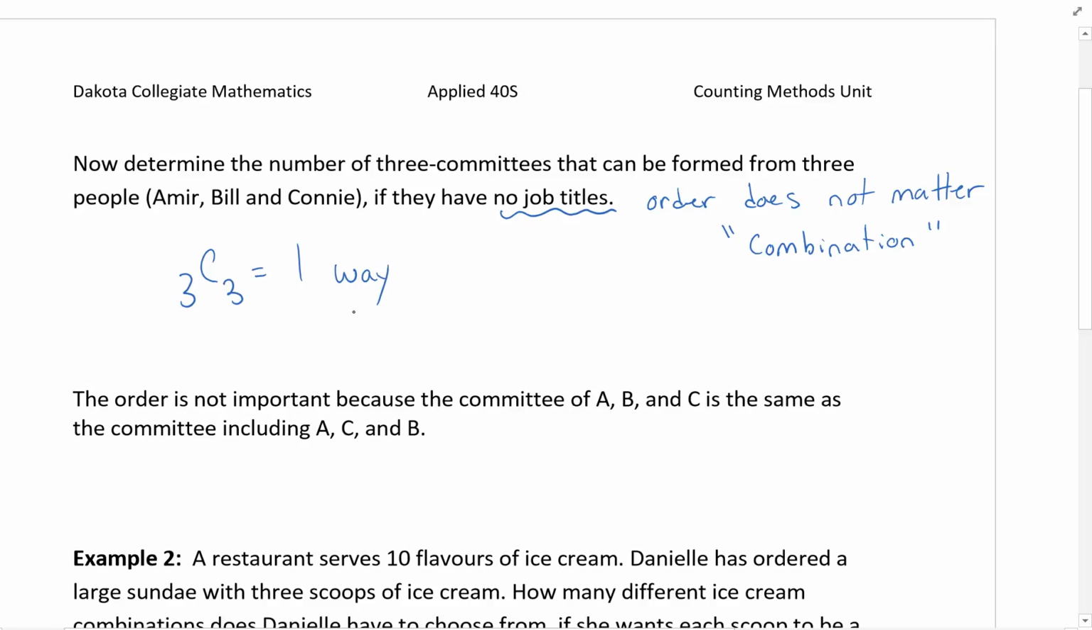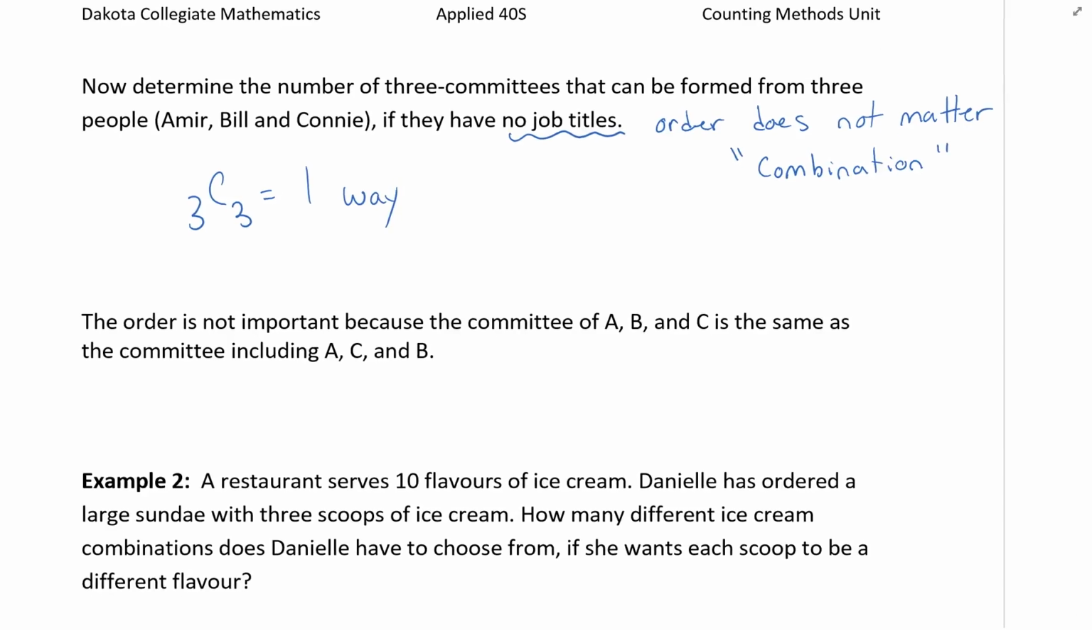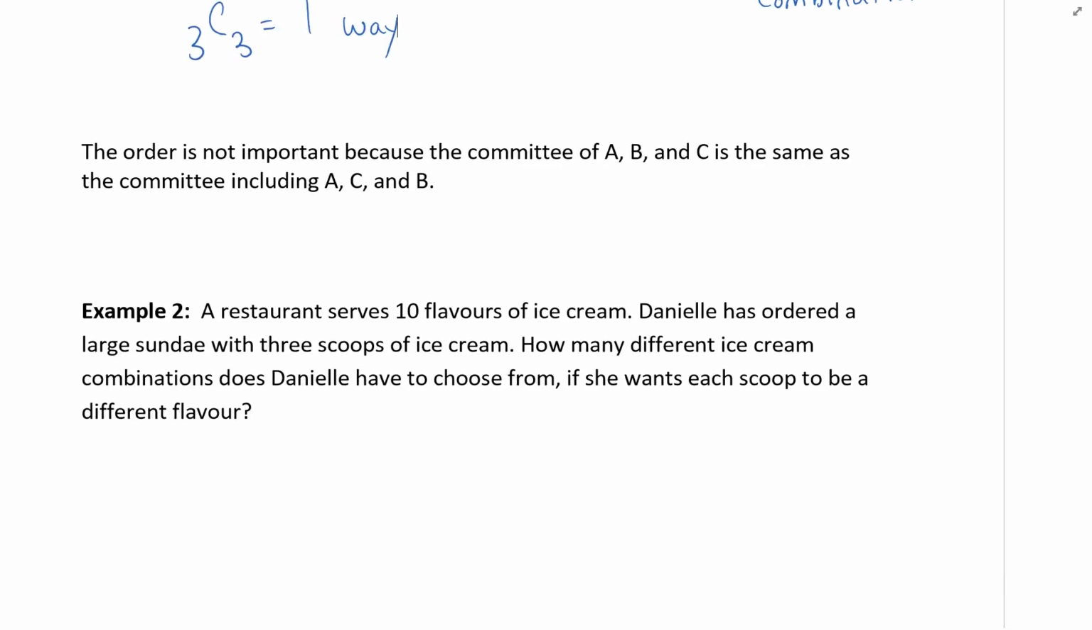Okay. Order is not important because a committee of A, B, and C is the same as a committee including A, C, and B. The same people are in the room, right? Let's see if that changes for example 2.